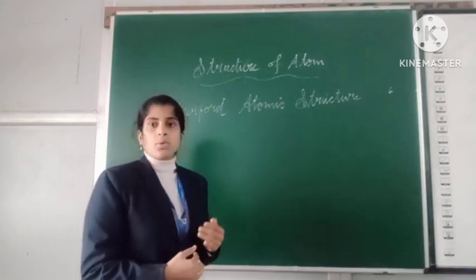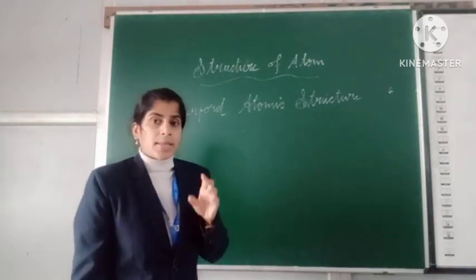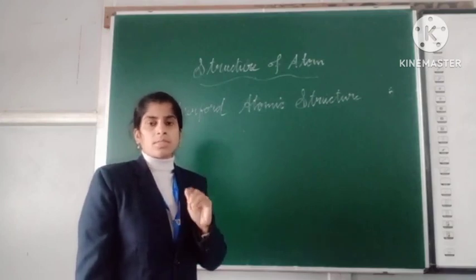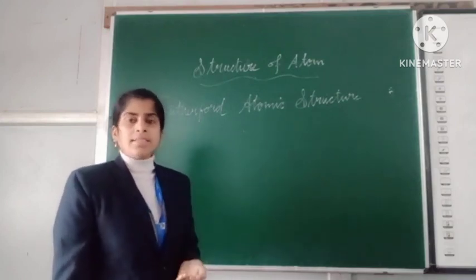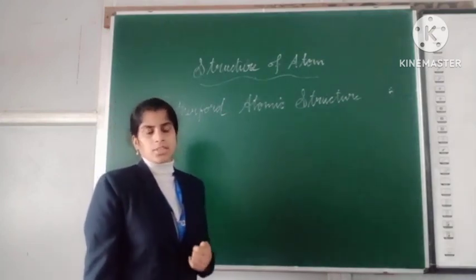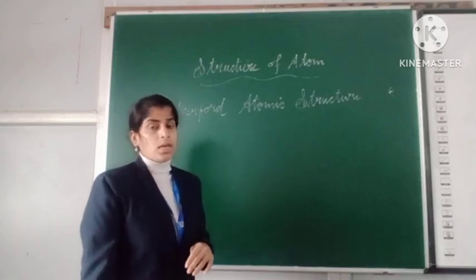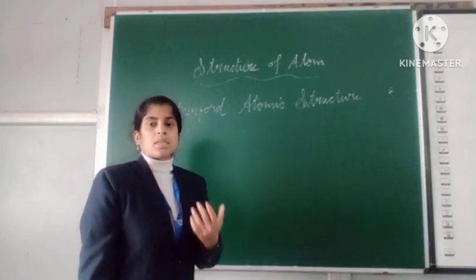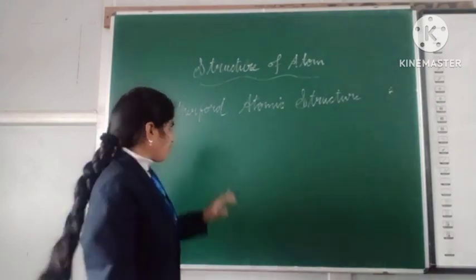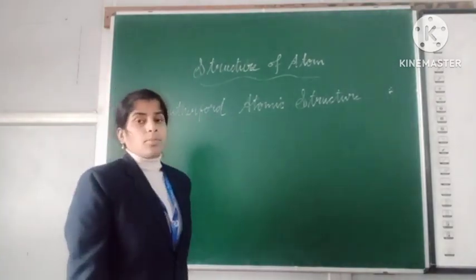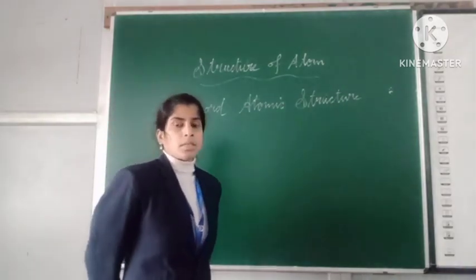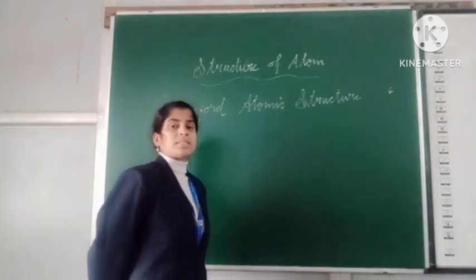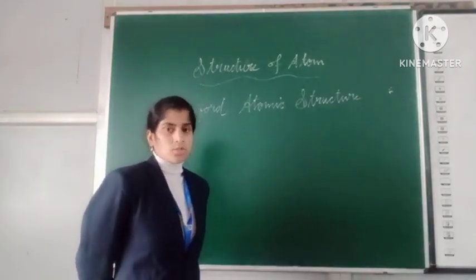Rutherford established that the mass of an atom is concentrated in the center, which means in the nucleus. And the light charged particle, that is the electron, revolves around the nucleus. He established it like this. Rutherford atomic theory describes the arrangement of subatomic particles in the atomic structure.